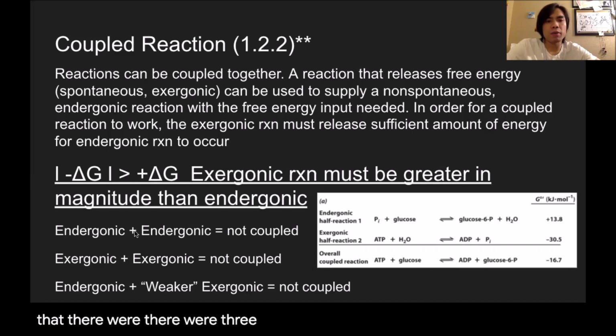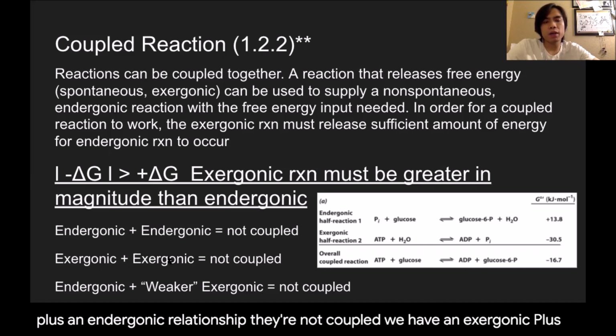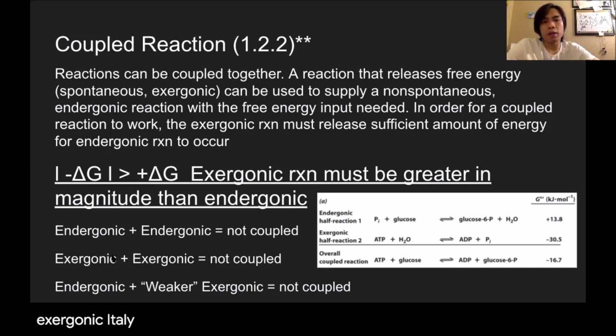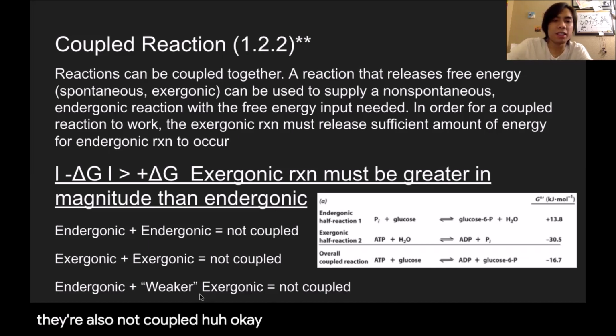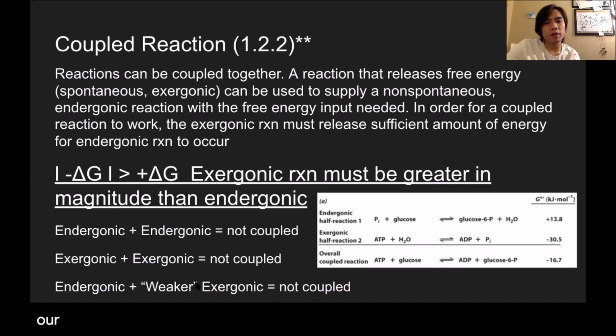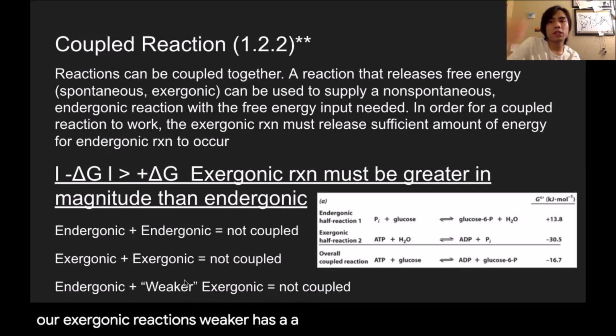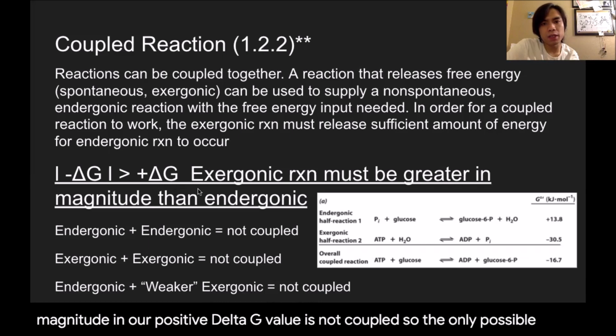There are three possible relationships. If you pair an endergonic plus an endergonic reaction, they're not coupled. If you have an exergonic plus exergonic reaction, they're not really coupled. But if you have an endergonic with a weaker exergonic reaction, they're also not coupled. That makes sense, because our exergonic reaction is weaker, with a negative delta G value of a lower magnitude than our positive delta G value, so it is not coupled. So the only possible situation is this one.